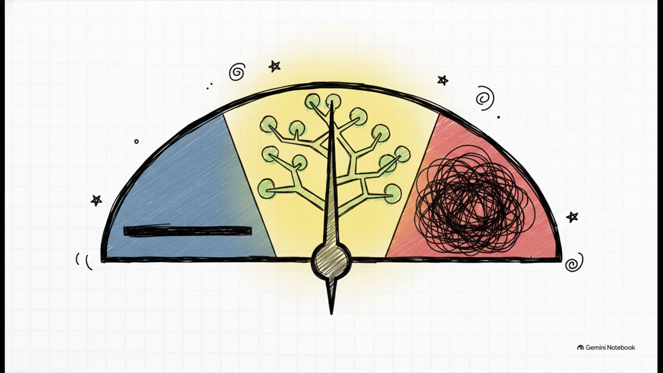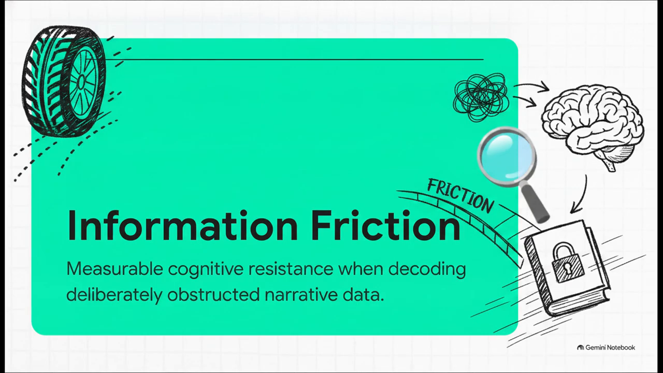If this entropy is too low, the story is completely predictable and boring. If it's too high, it's just meaningless noise. Objective projection is designed to hold us right in that perfect optimal zone. And a huge part of generating that optimal entropy is information friction. Think of this as the measurable cognitive resistance you encounter when decoding narrative data that's been deliberately obstructed or suppressed at the surface level.